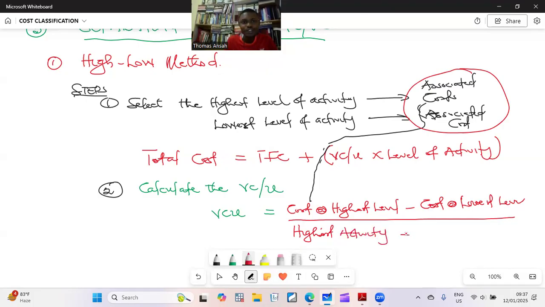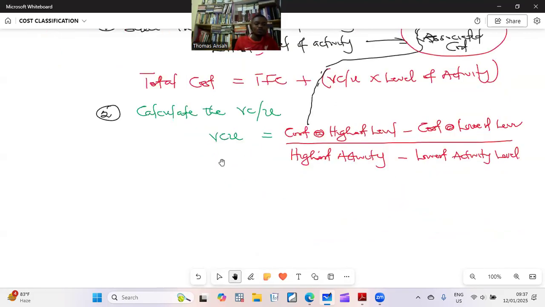What do you think we will minus? Good. Lowest activity level. Don't forget, I've told you that the activity level is just the production. All right, so that is that. So you go through and you will do that.